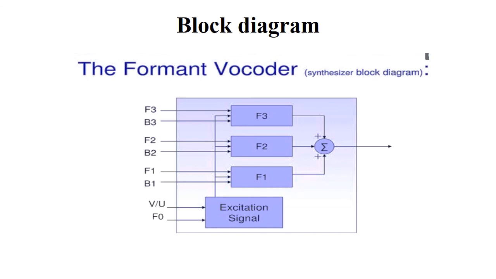Here we have used the excitation signal. The excitation signal will be given to all the formant vocoders. This excitation signal will check the frequency level of all the vocoders and pass it to the output signal.